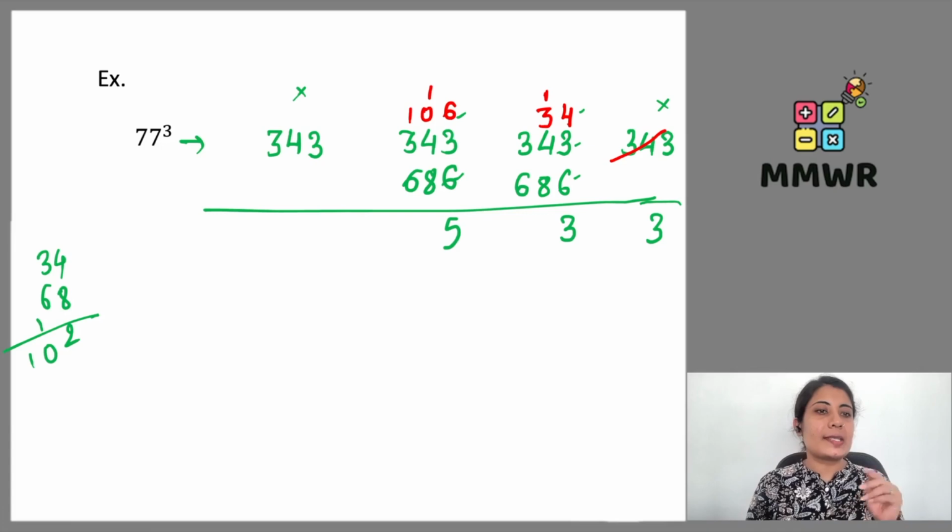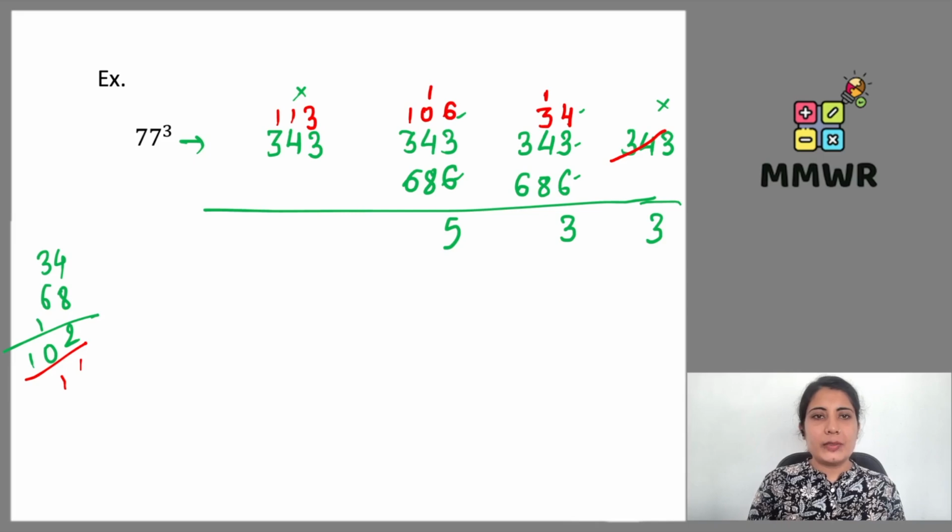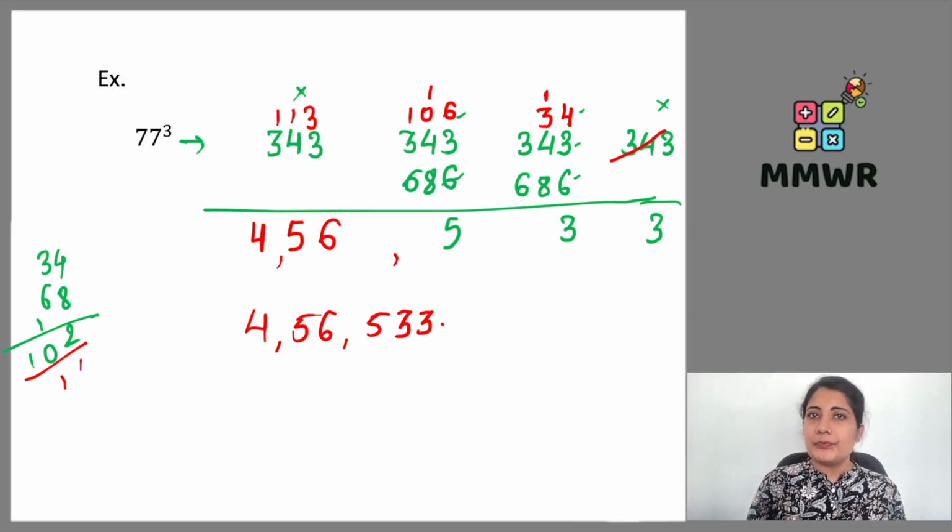Now 34 plus 68 gives me 102. 102 plus 11 gives me 113. So 113 I will write here in the next column. Now this gives me 3 plus 3, 6, 1 plus 4, 5 and 1 plus 3, 4. So 4,56,533 will be the cube of 77, right?